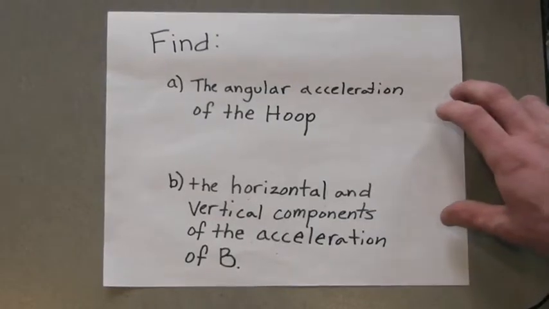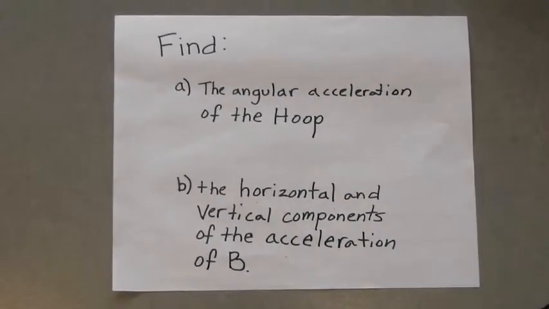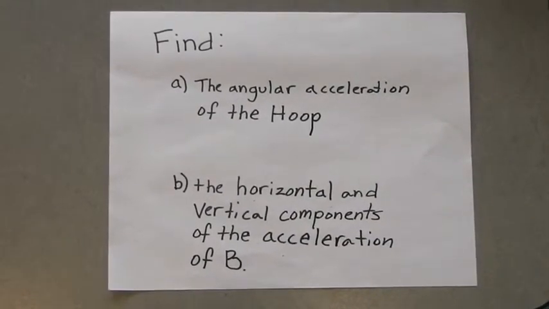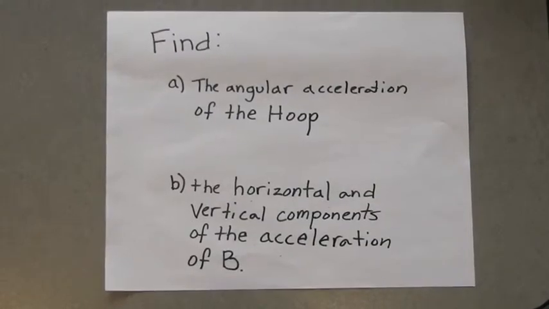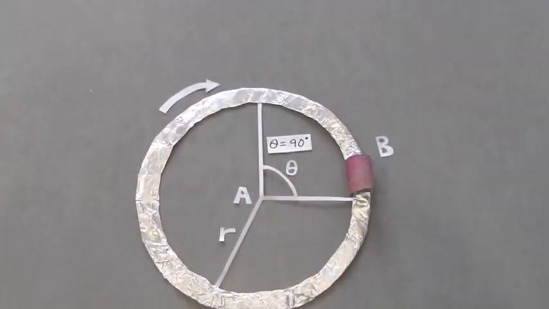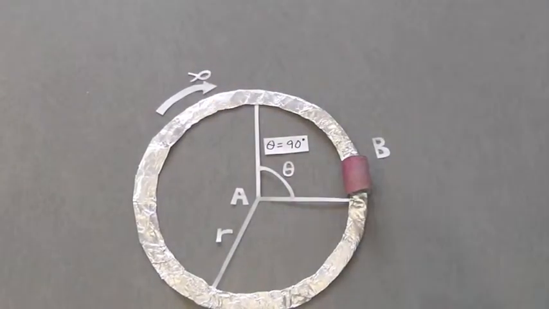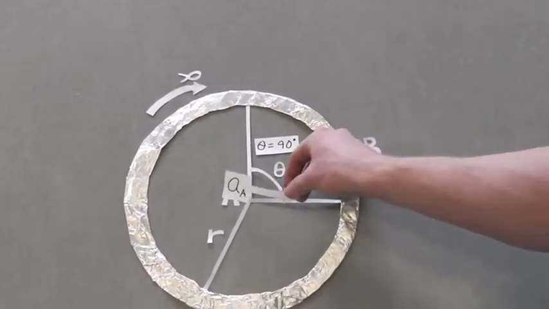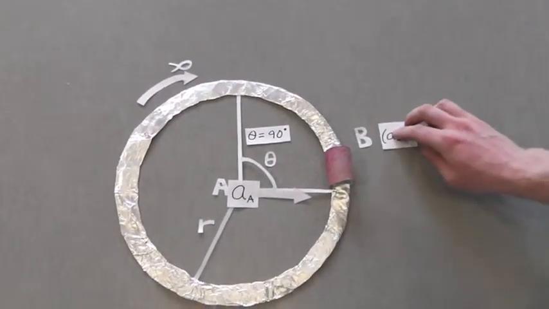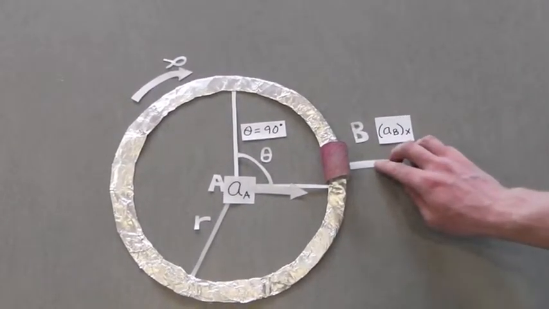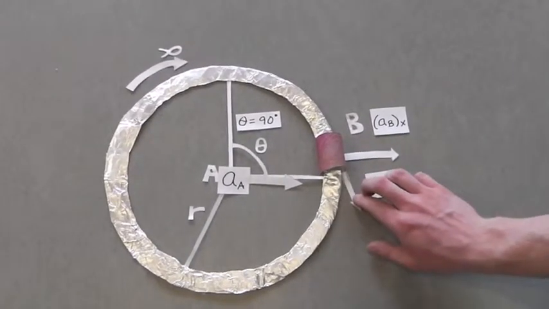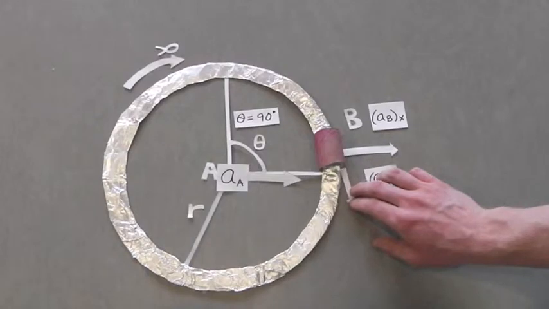For our problem, we were supposed to find A, the angular acceleration of the hoop, and B, the horizontal and vertical components of the acceleration of B. For the free body diagram of the hoop, we have the angular acceleration of the hoop. We have the acceleration at A, and we have the acceleration of B in the x direction, as well as the acceleration of B in the y direction, which is tangential to the curvature of the hoop.